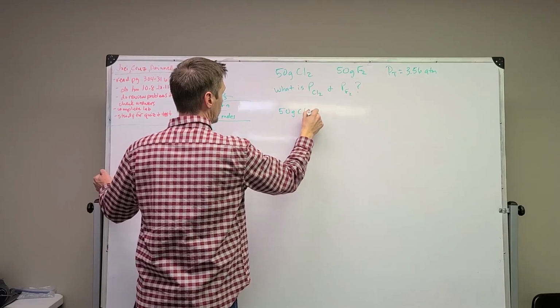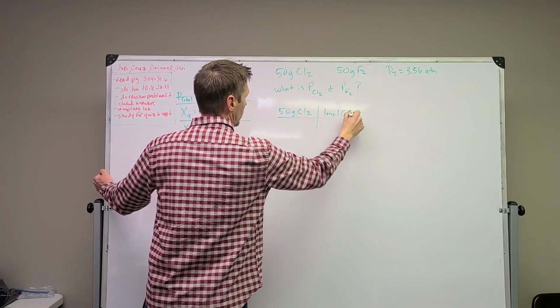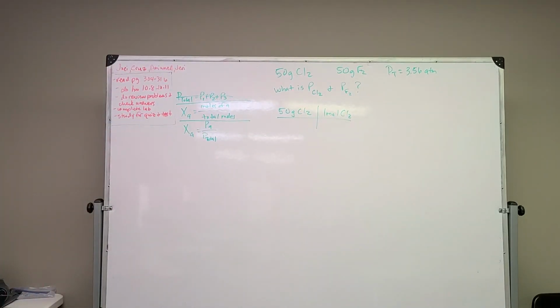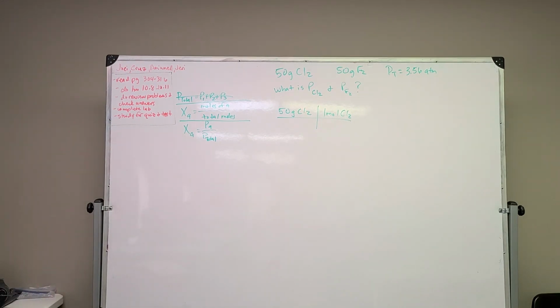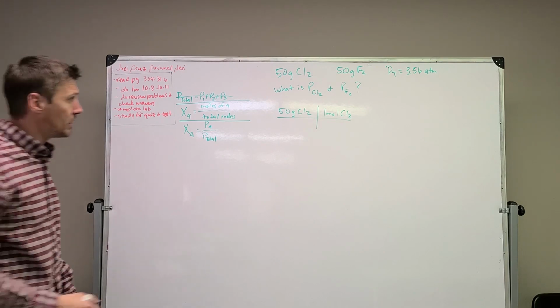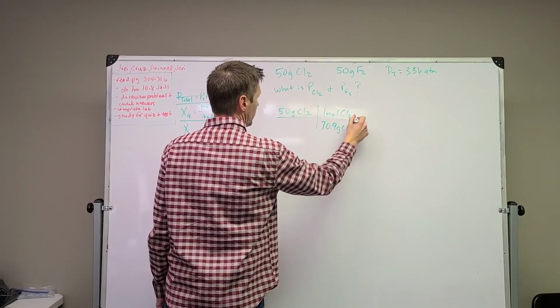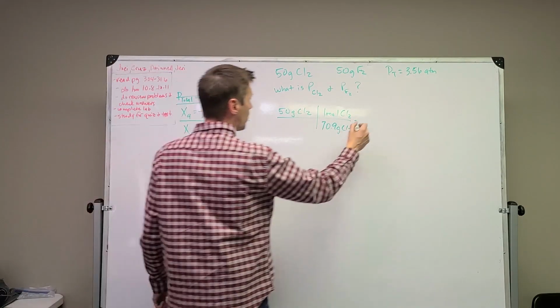So 50 grams of Cl2. 1 mole of Cl2 is equal to, we go to the periodic table, Cl has an atomic mass of 35.45. So we've got 2 Cl's, so that's 70.9 grams of Cl2. And so that tells us that we have 0.705 moles of Cl2.